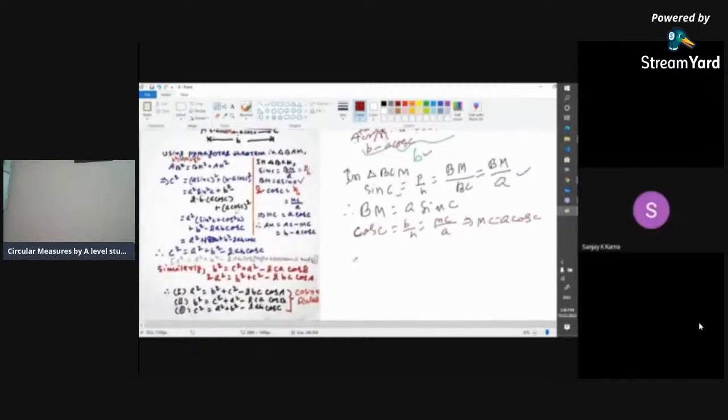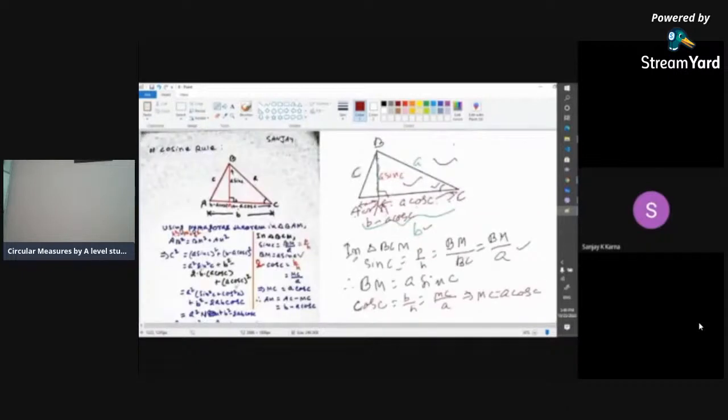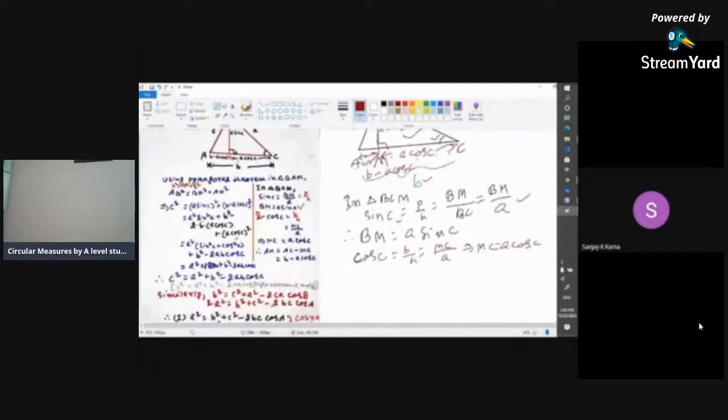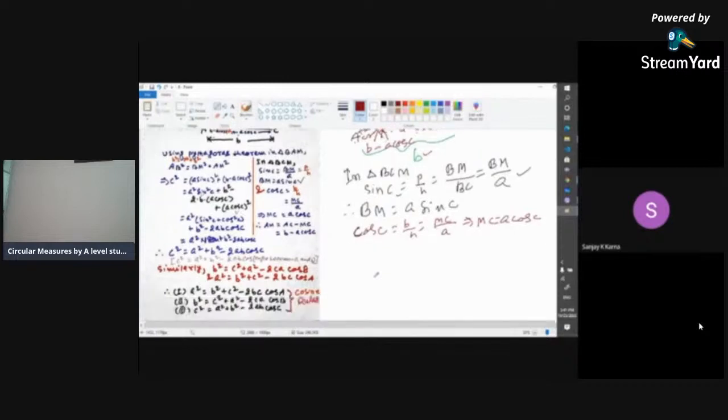So you don't need to mug up this. Just try to understand yourself and practice yourself to get other sorts of formula by taking the perpendicular line from other vertices, and then once you do that, you will be able to induce how to remember this formula. So this is not that difficult to remember. These three formulas are called the cosine rules.